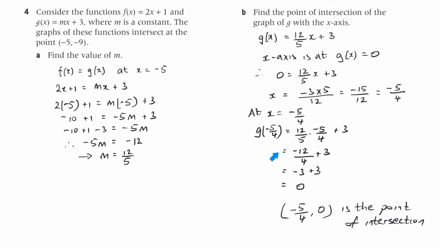Now, what I did here is unnecessary, but it's a nice confirmation. If you put -5 on 4 back into this, that's -5 on 4 for that, as I've done here, then you should get 0, because we've already said this is happening at the function value of 0, or the x-axis.